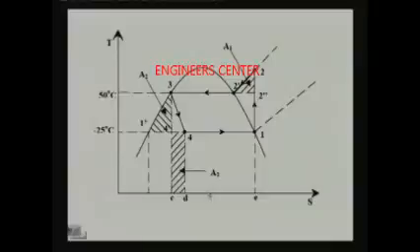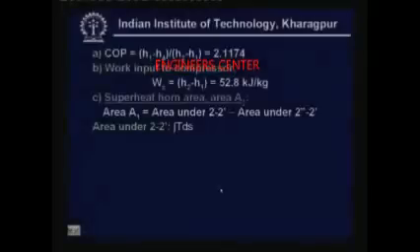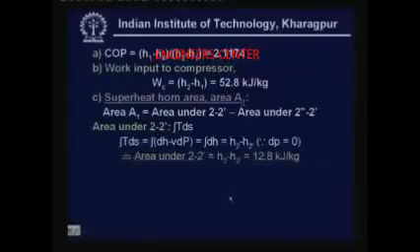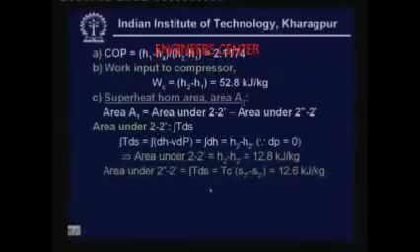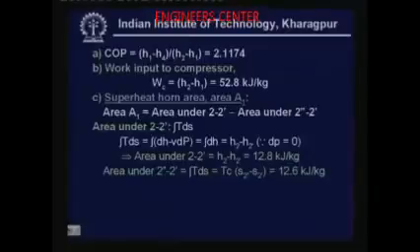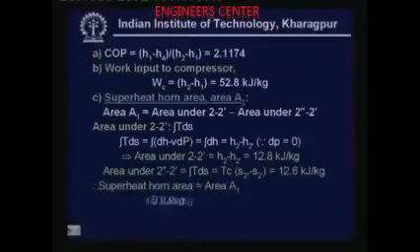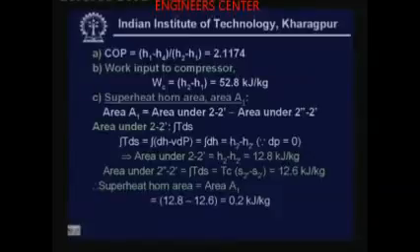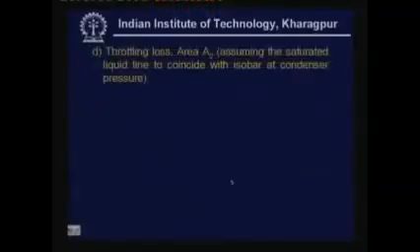So that is what is done here. I have explained this procedure. All this is shown to you, and if you substitute the values, you find that the area under 2 dash is 12.8 kilojoule per kg, and the area under 2 double dash to 2 dash, the rectangular area, is found to be 12.6 kilojoule per kg. So from these two we find that the superheat horn area is equal to 12.8 minus 12.6, that is 0.2 kilojoule per kg. Now let us find out the throttling area.